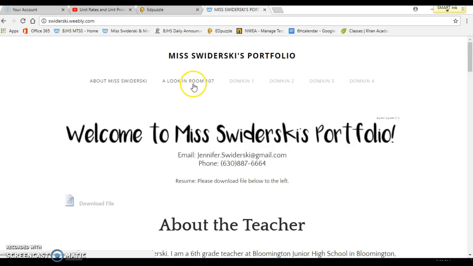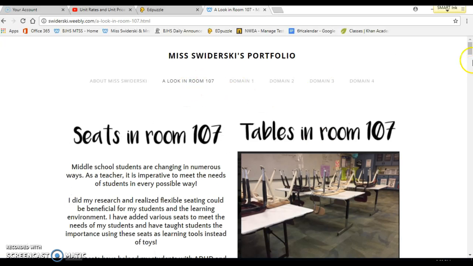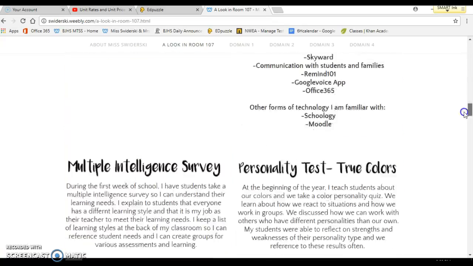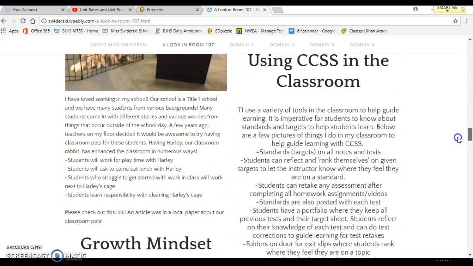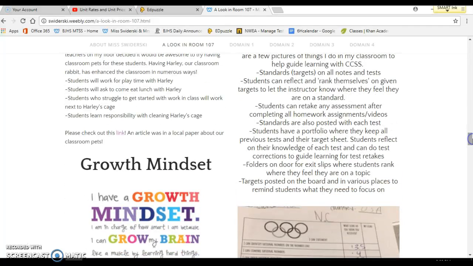and you scroll down to a look at the classroom, and if you scroll down, I've put some new pictures up regarding Common Core standards in the classroom. I use a variety of tools in the classroom to help guide learning. For me, a lot of things stood out to me when I got back into the classroom. Standards and targets are all on the notes and the tests for students. There are numerous places that students reflect on their targets.